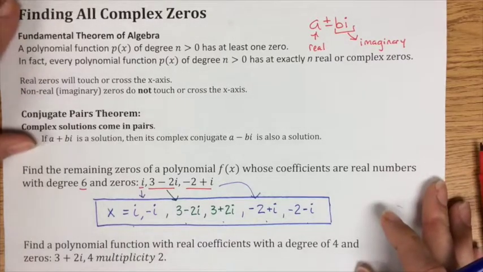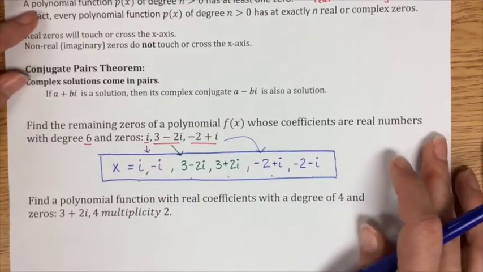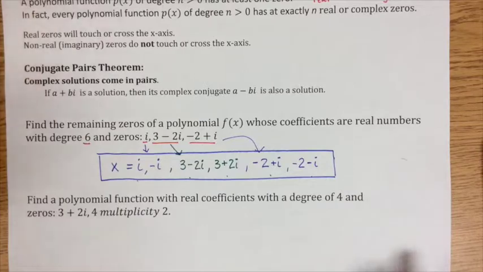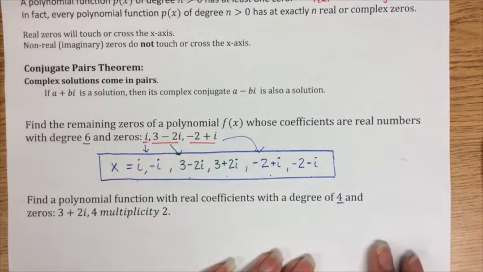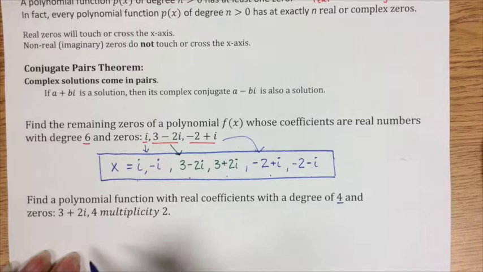All right, underneath here, the next example says find a polynomial function with real coefficients with a degree of 4. So we're looking for 4 zeros. And we know that 3 plus 2i is a zero. We also know that we have a zero at 4, and it has a multiplicity of 2.